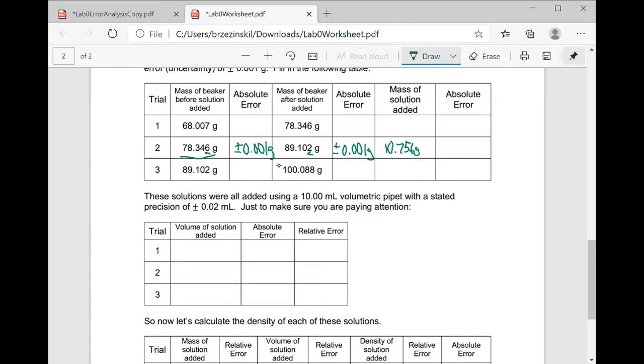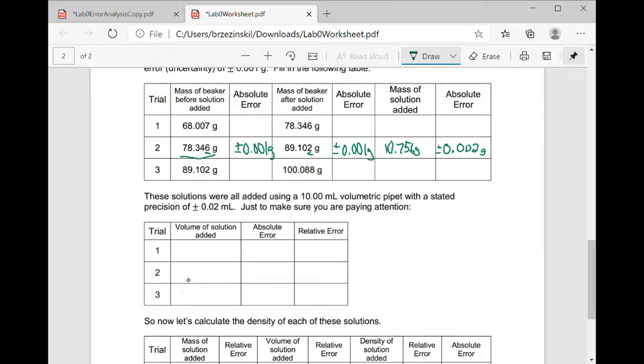If we were 0.001 gram uncertain about our beginning measurement and 0.001 gram uncertain about our ending measurement, when we subtract those numbers, remember the absolute errors have to add. So we add the 0.001 and 0.001, and we get that our mass of solution is plus or minus 0.002 grams.